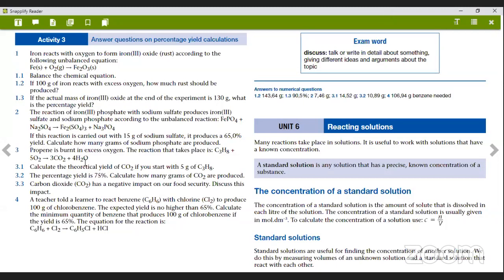On number 2, it says the reaction of iron phosphate with sodium sulfate produces iron sulfate and sodium phosphate according to the unbalanced reaction. If you look at this one properly, it's unbalanced. And you know whether they tell you or not, the minute you see the word unbalanced, you know that before you start any calculation, you have to balance your equation. So let me just go to the solutions quickly.